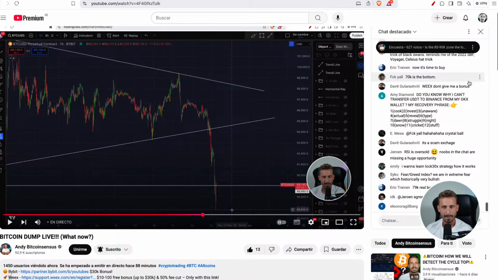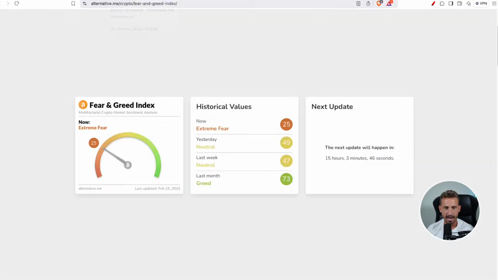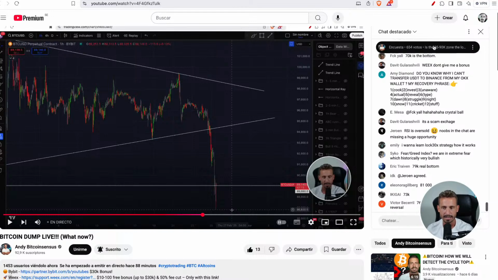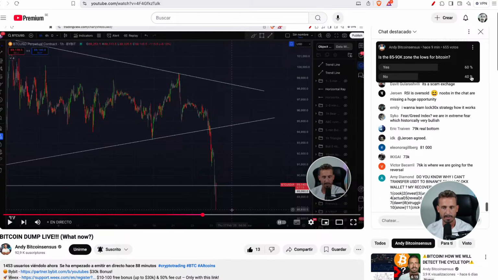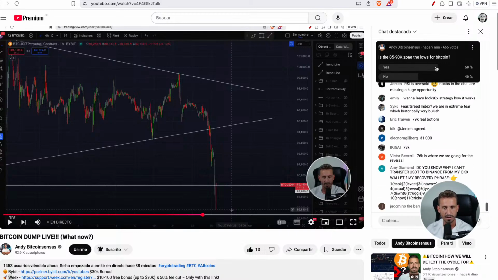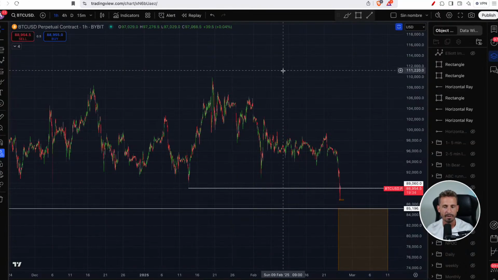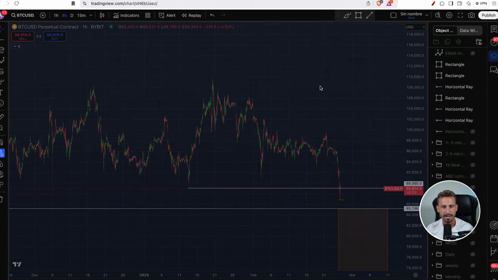Woo! The fear has actually kicked in, guys. Extreme fear has kicked in, and we can see it here on the votes. Lots of people are quite bearish. 40% says this is not the low. This 85, 90K low of the range is not the low.